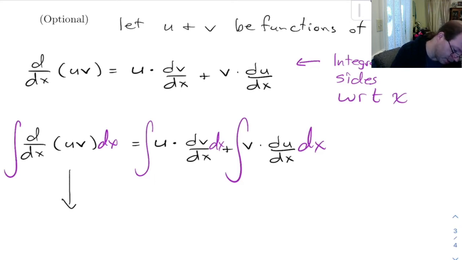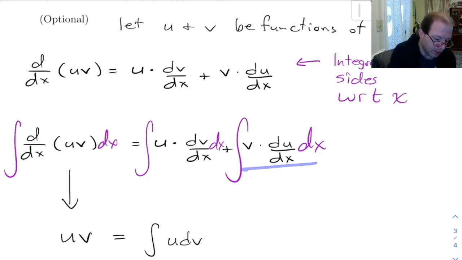Okay, this piece here, you're taking the derivative, then you're taking the integral. So what you've got is you're just getting uv back. Let me write that a little nicer. All right, on this one here, the dx's, it's like they cancel with each other, and you're left with the integral of u dv. And on this one, the dx's cancel, and you're left with the integral of v du.